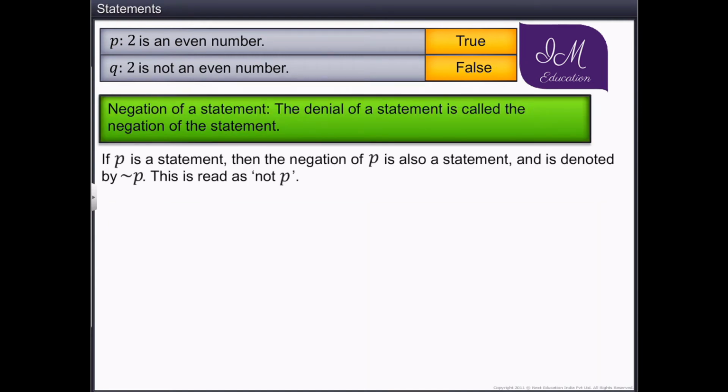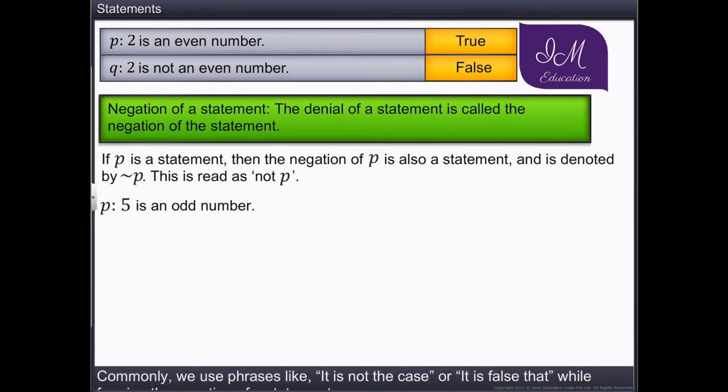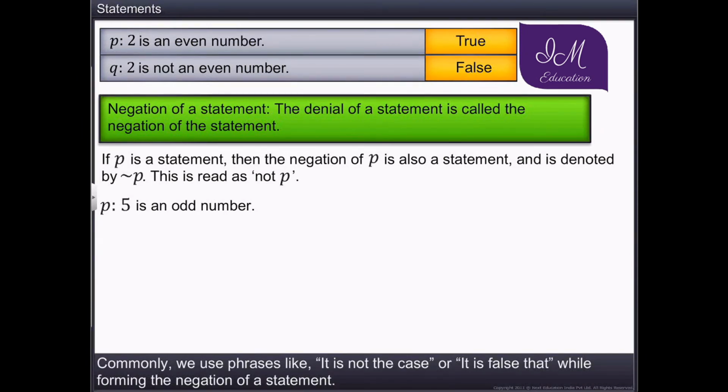If P is a statement, then the negation of P is also a statement, and is denoted by a tilde symbol followed by the statement name. This is read as not P. If the truth value of P is true, then the truth value of not P is false, and vice versa. Next, we'll frame some negations of given statements. Remember, we commonly use phrases like, it is not the case, or it is false that, while forming the negation of a statement.